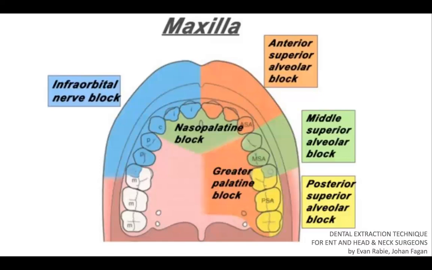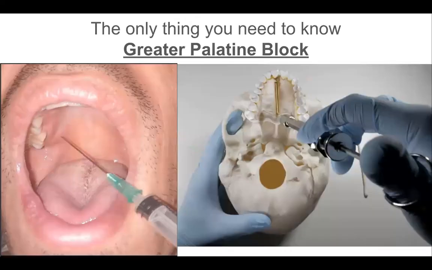For the maxillary bone, there are some different types of nerve block. However, the only thing you need to remember is the greater palatine nerve block. This is used for the upper molar teeth.